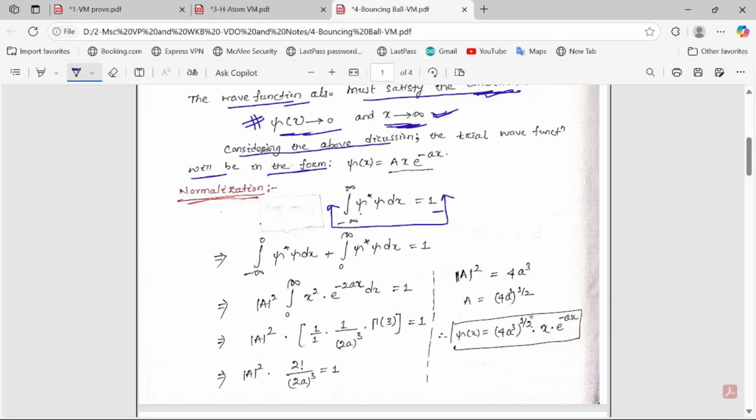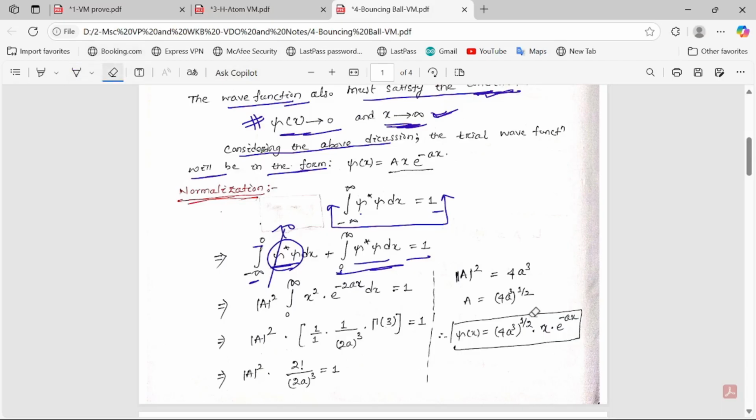Here we can use minus infinity to 0, then 0 to infinity, ψ* ψ dx equal to 0. In the limit minus infinity to 0, no wave function exists, so this term will be 0. Only this term we have to calculate: 0 to infinity ψ* ψ. This integral we have to calculate.